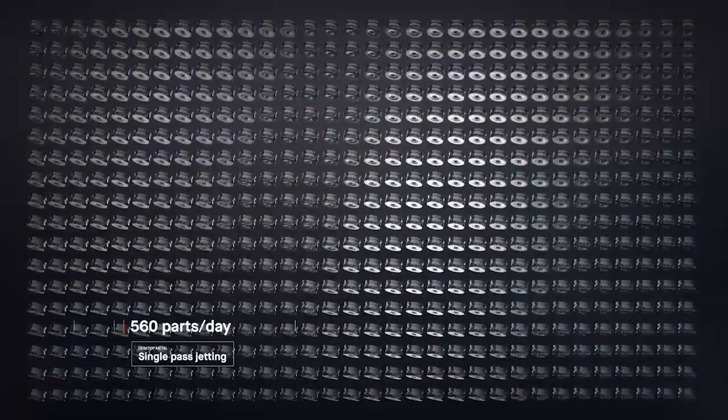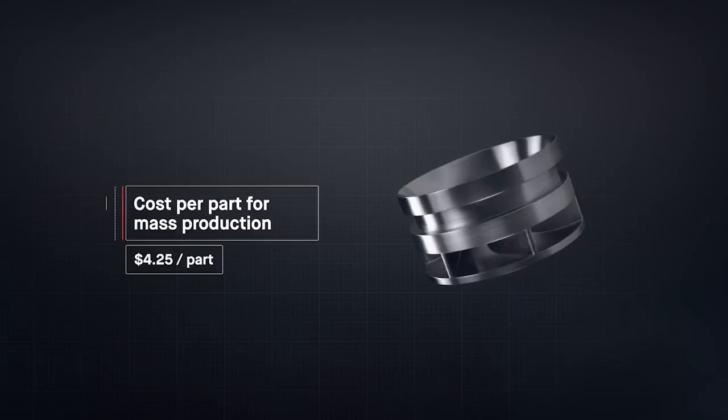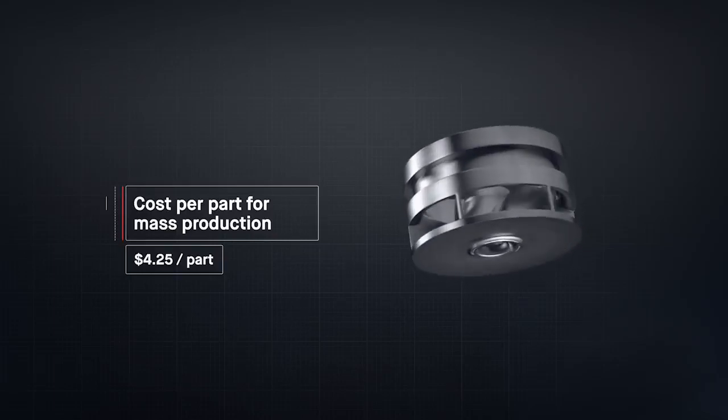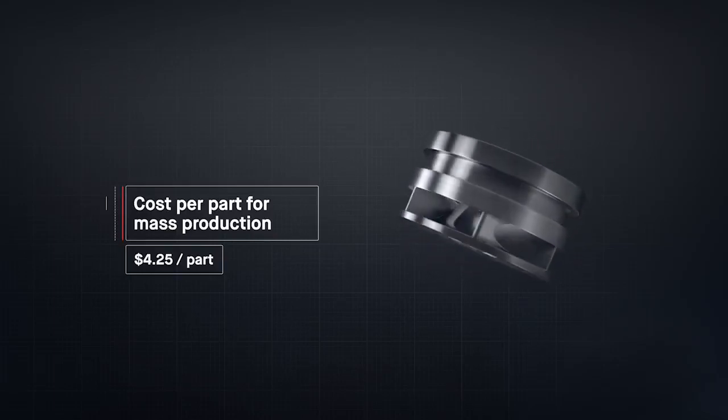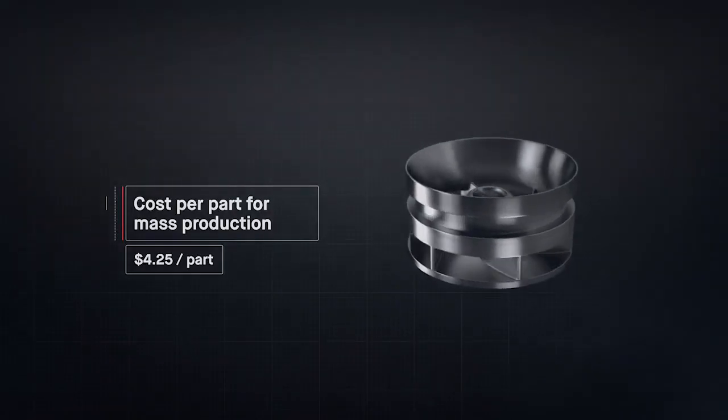At up to 100 times faster than existing technologies, the production system unlocks the cost per part needed for mass production. For the first time, it's possible to go to market with metal 3D printing.